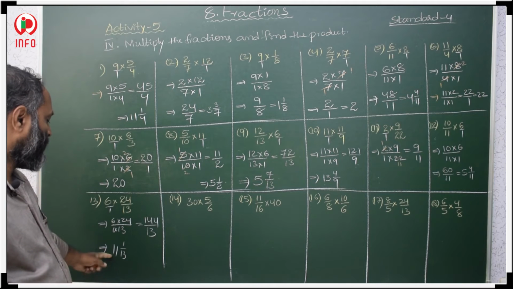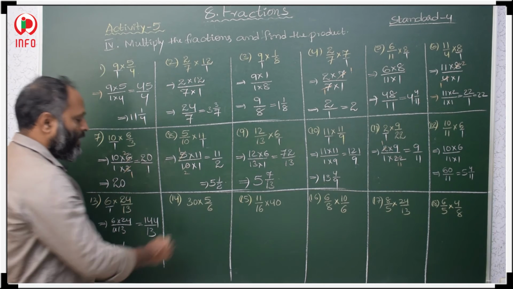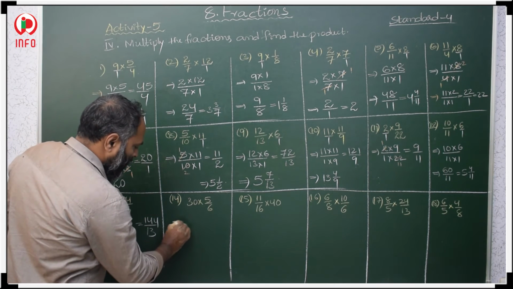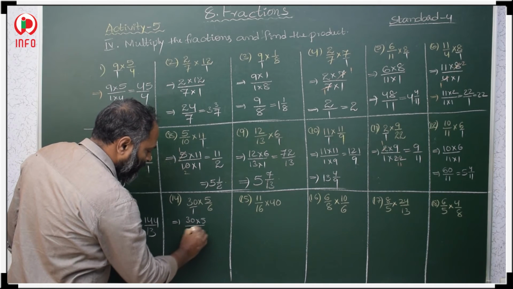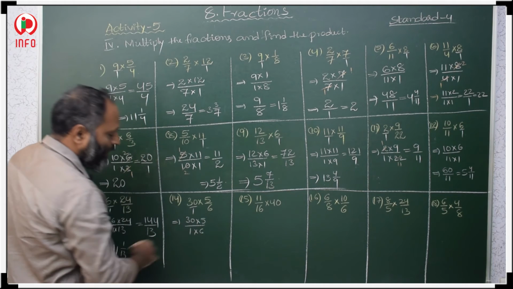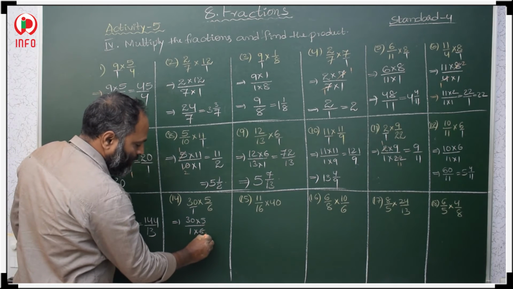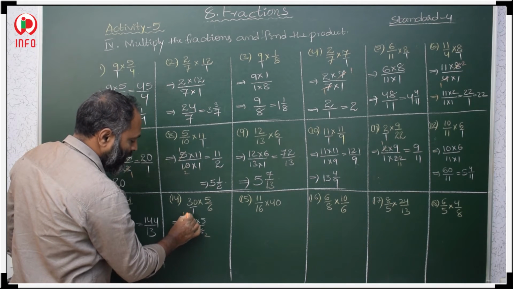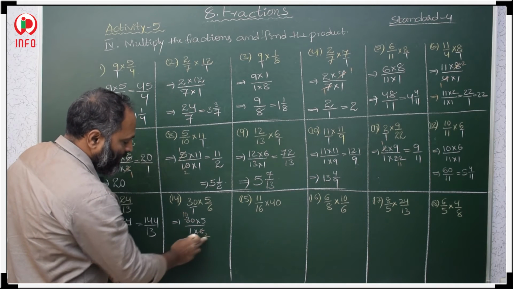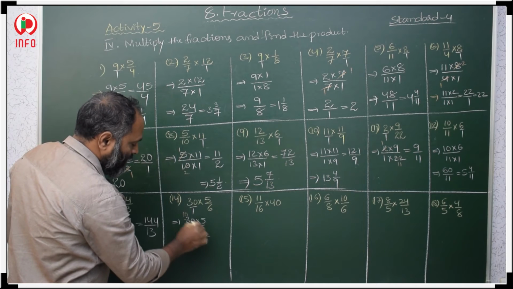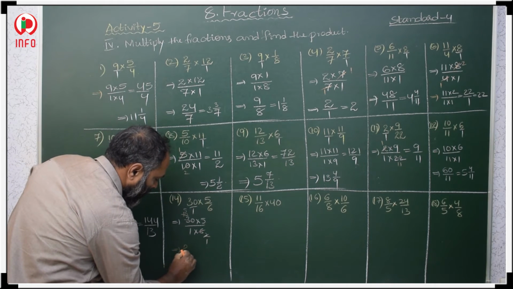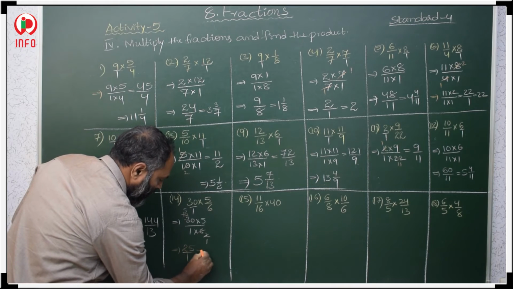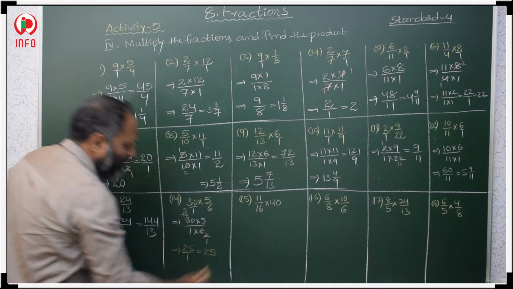Okay. Now here by 1. 30 into 5 by 1 into 6. These two have common factor 3. 3 2s are 6, 3 10s are 30. Then these two again have common factor 2. 2 1s are 2, 2 5s are 10. Then 5 5s are 25 by 1 1s are 1. That is 25 by 1, means 25.